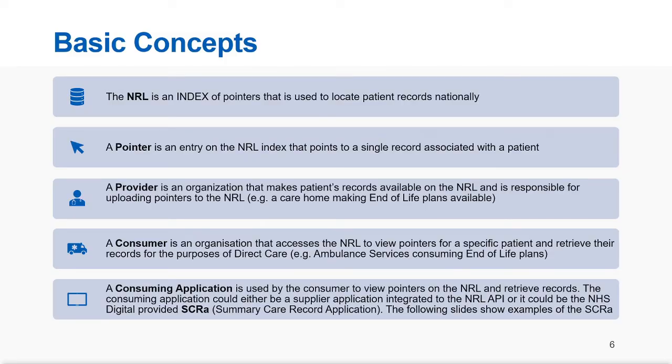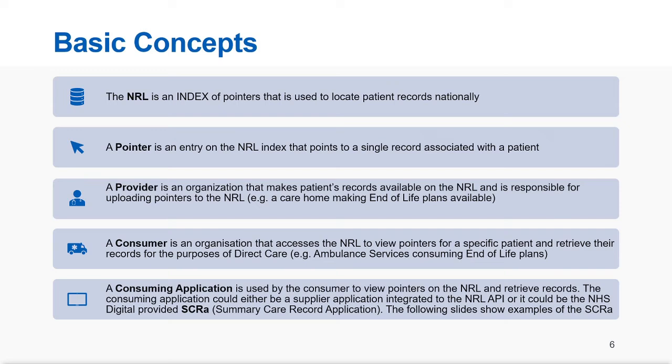So, just to recap a few basic concepts. NRL is an index of pointers that's used to locate patient records nationally. A pointer is an entry on the NRL index that points to a single record associated with a patient. A provider is an organisation that makes patient records available on the NRL and is responsible for uploading pointers to the NRL, such as a care home making end-of-life plans available. A consumer is an organisation that accesses the NRL to view pointers for a specific patient and retrieve records for the purposes of direct care, such as an ambulance service consuming those end-of-life plans.